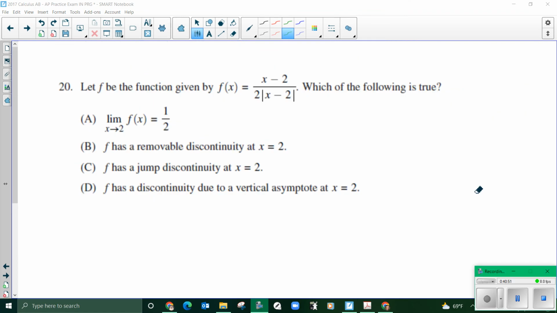Number 20. And the last one for today's video. Let f be the function given by f of x equals x minus 2 over 2 times the absolute value of x minus 2. Which of the following is true?